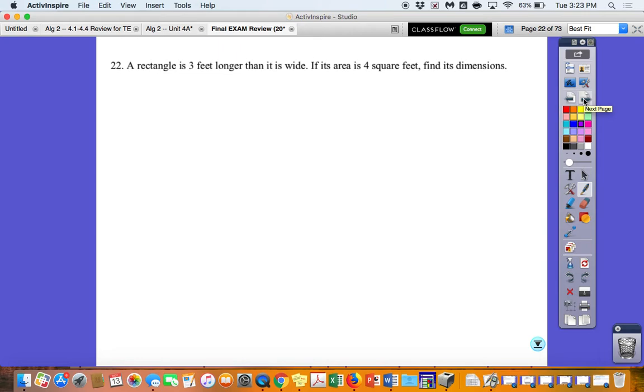So we got another rectangle that we can't see. It's 3 feet longer than it is wide. Well, again, width comes last, so go ahead and put that W down. Now build off of it. Go back and read. 3 feet longer. Longer means more, so W plus 3.